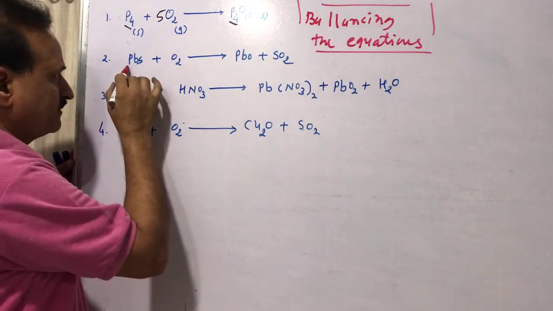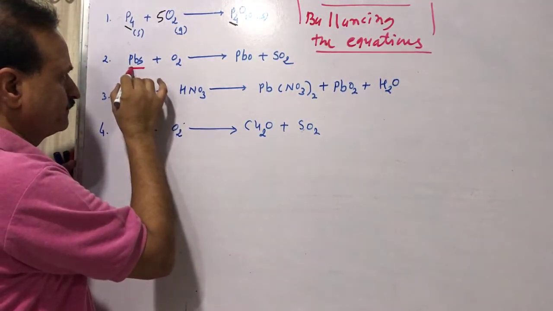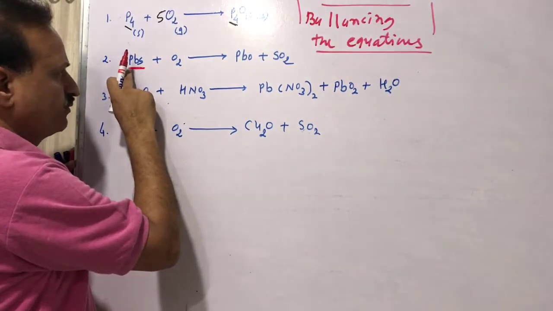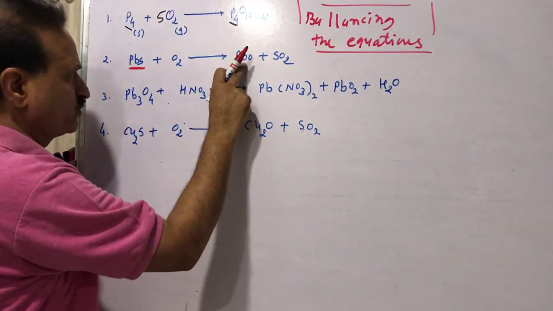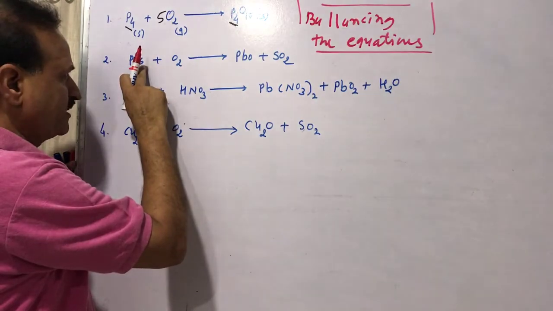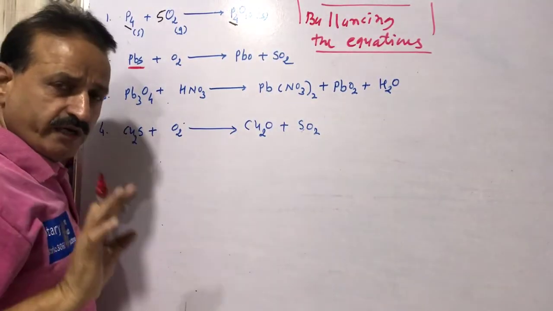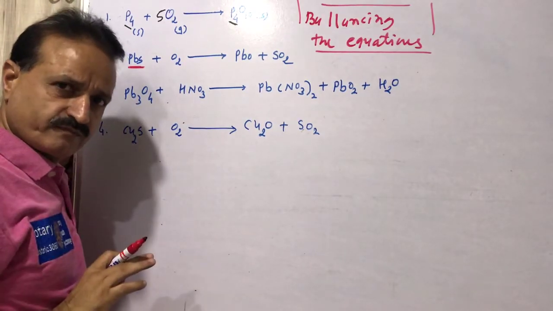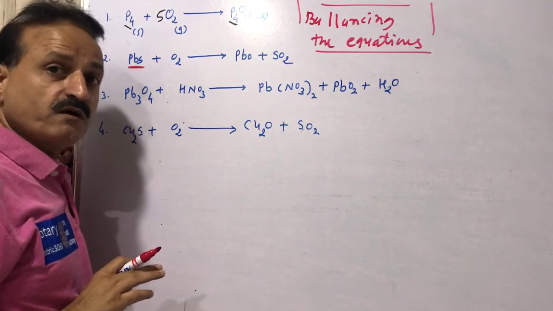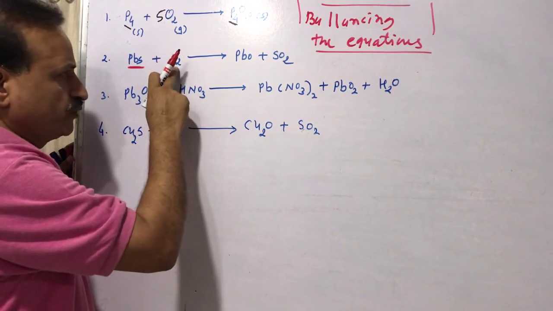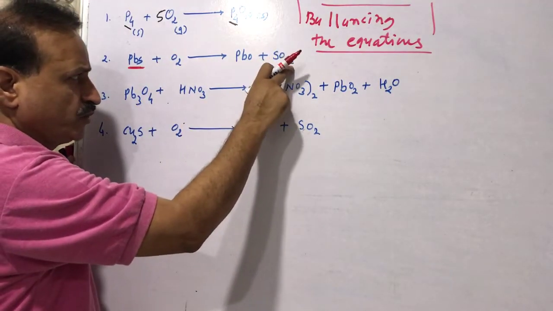Lead sulfide. So lead is 1 on the left hand side, right hand side also 1. Sulfide is also 1, right hand side also 1. Clear? Lead and sulfide are balanced. Now we will see the oxygen. Oxygens are 2 over here. Here oxygen 2 and 1.